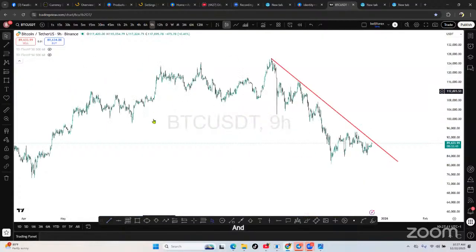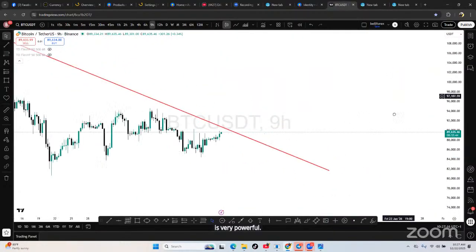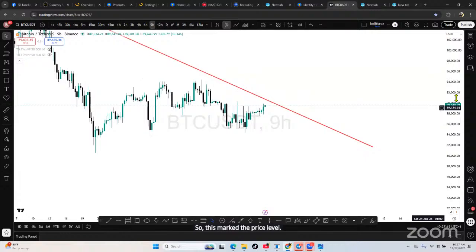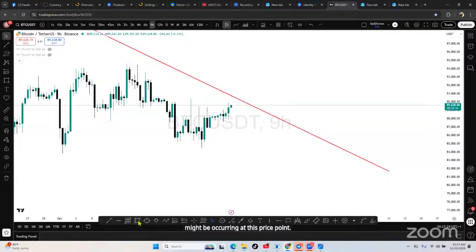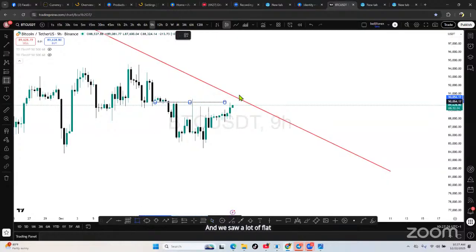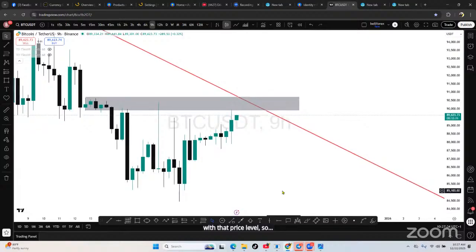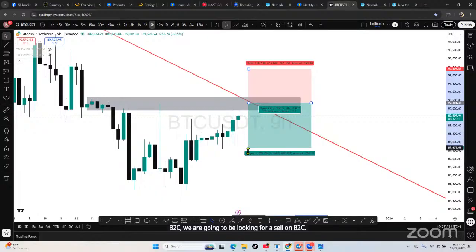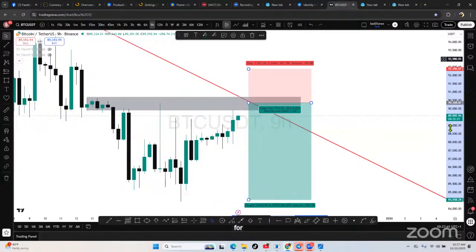And this trend line for BTC is very powerful. So just mark the price level. A sell on BTC might be occurring at this price point. And we saw a lot of flat volume here that will cause more of a confluence with that price level. So BTC, we are going to be looking for a sell on BTC here. Our take profit is going to be really big. So we're going to be having something like this for BTC.